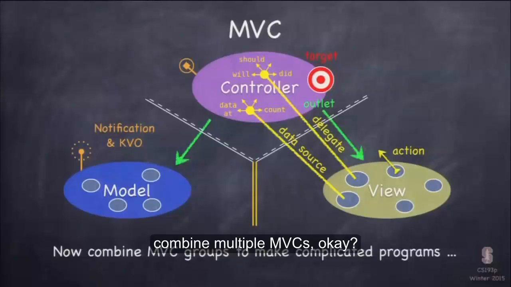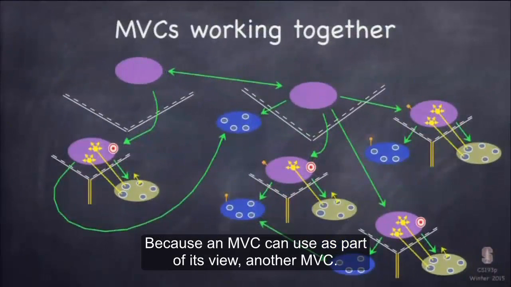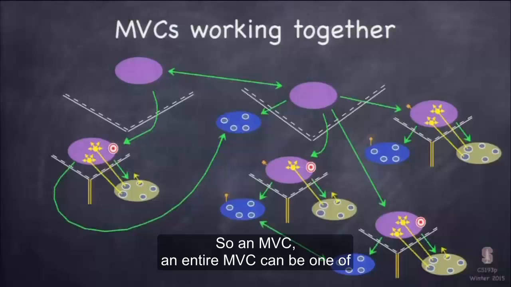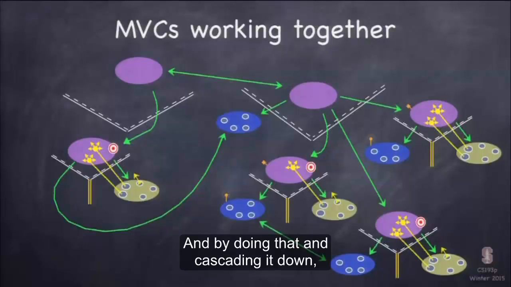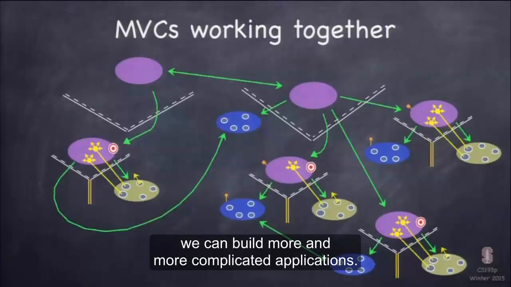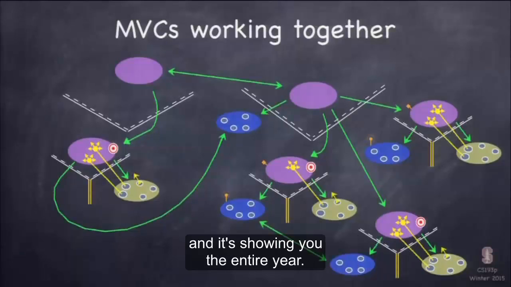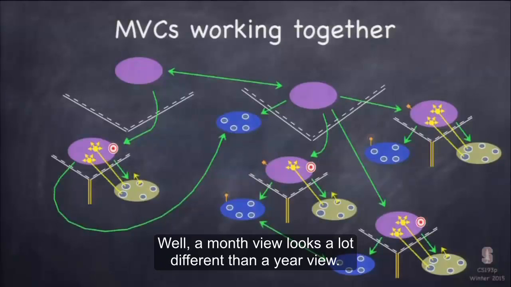Well, we're essentially going to combine multiple MVCs, okay? Because an MVC can use as part of its view another MVC. So an entire MVC can be one of the minions of some bigger MVC. And by doing that and cascading it down, we can build more and more complicated applications. So an example of this is you might have your calendar app, and it's showing you the entire year. And you click on a month, and now it shows you a month view. Well, a month view looks a lot different than a year view.